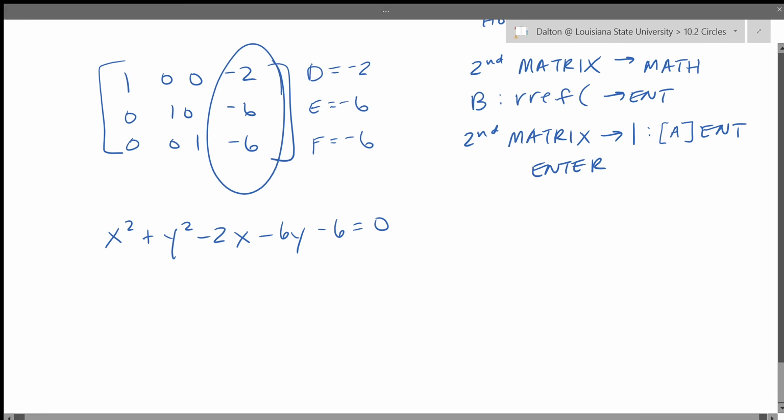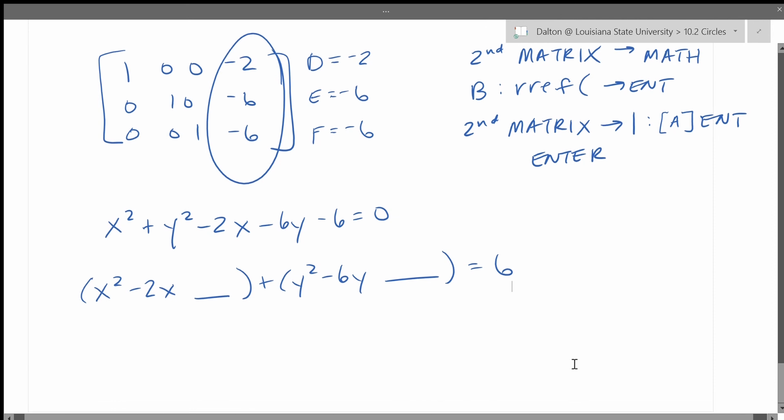So we'll probably do this one a little bit faster. To complete the square, I'm going to group my variables, x squared minus 2x. I'm going to leave space for my new c, plus y squared minus 6y, space for that new c, equals, and then I brought my constant of negative 6 over to the other side.